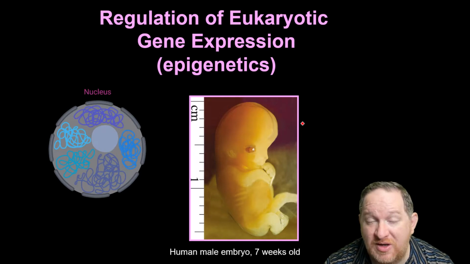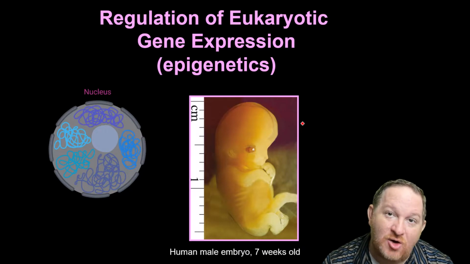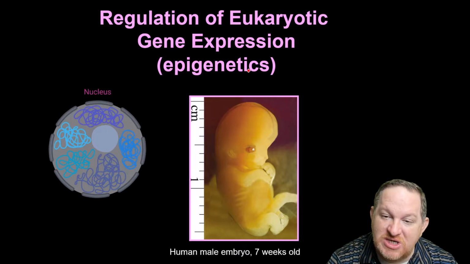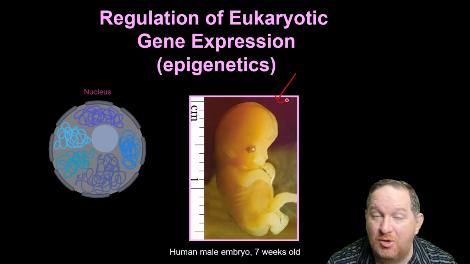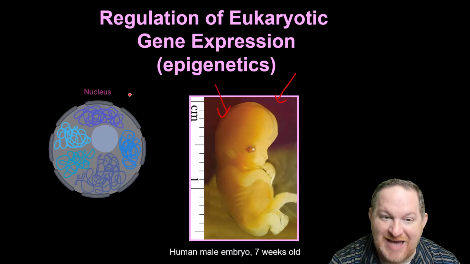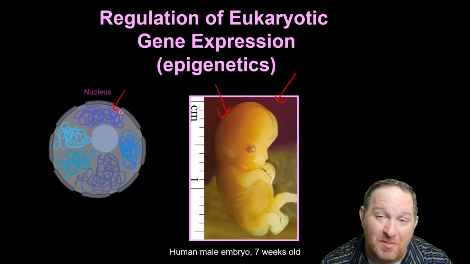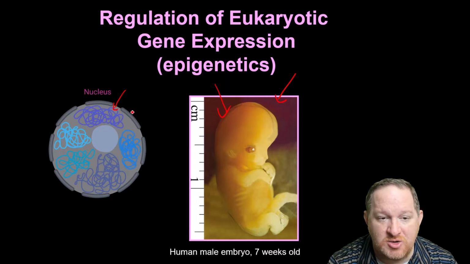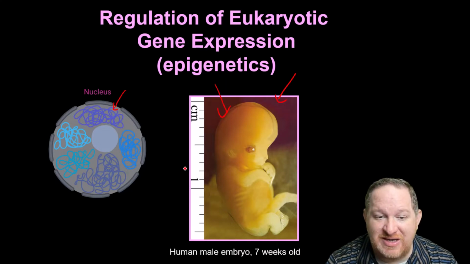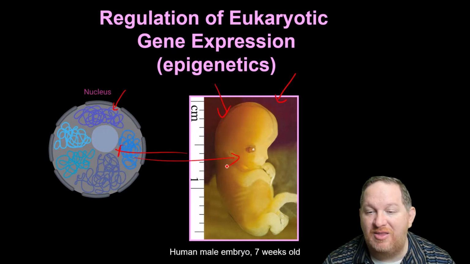Eukaryotic growth and development is one of the most fascinating areas you can study, particularly human growth and development. Because if you think about it, everything to make a human baby is actually in the nucleus, with the exception of a few mitochondrial genes in the mitochondria. Everything to make this is in the DNA. These are the recipes to make that.